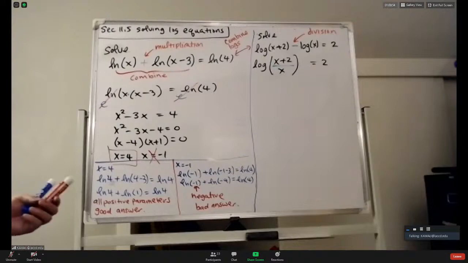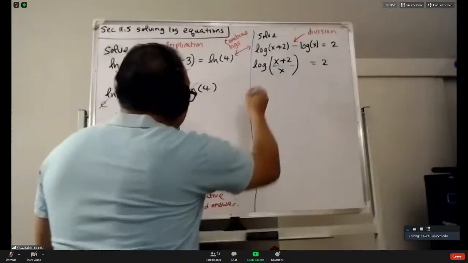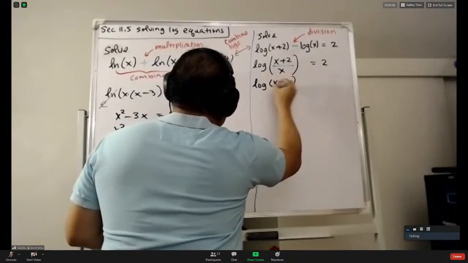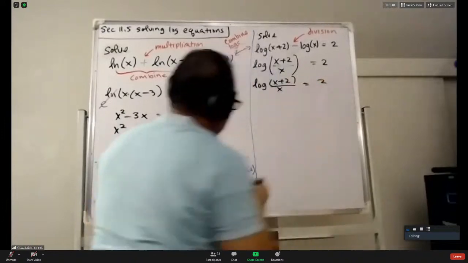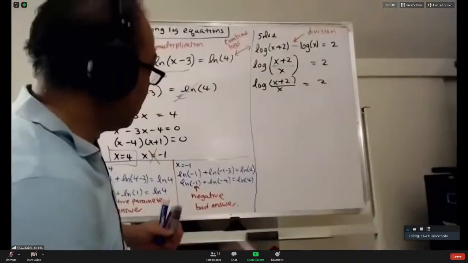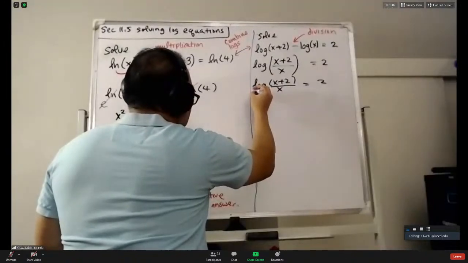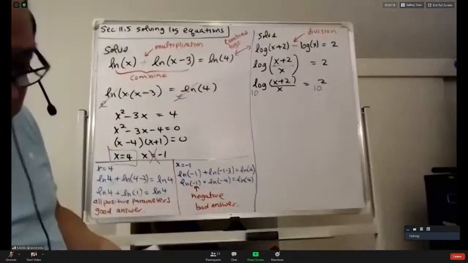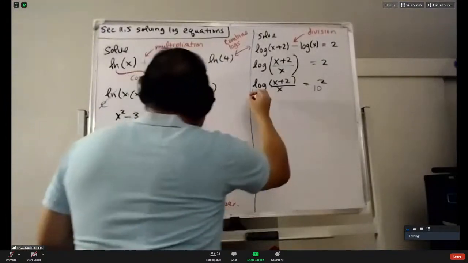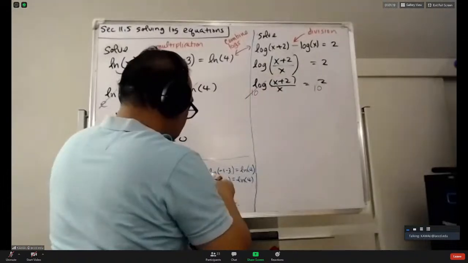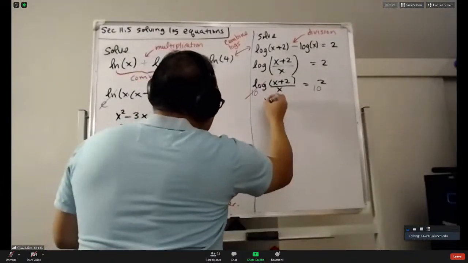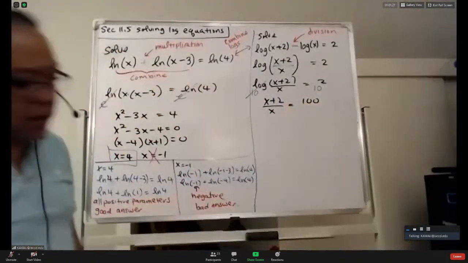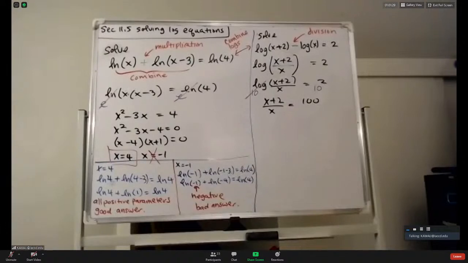Okay. Now the way we get rid of that log is we're going to base both sides. So this is a 10. This is a 10. That'll cross out. And now I have (x + 2)/x is equal to 100. Now let me give everyone a second to just sort of breathe and copy.